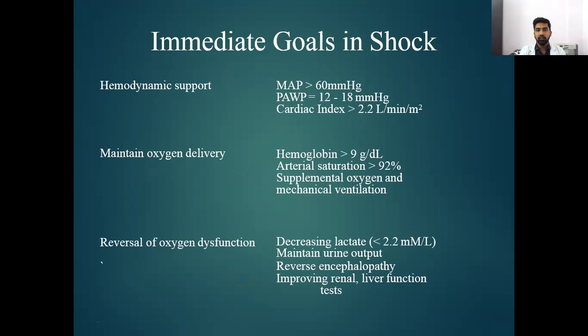Immediate goals in shock. Hemodynamic support: mean arterial pressure greater than 60 mmHg. Pulmonary arterial wedge pressure is 12 to 18 mmHg. Cardiac index more than 2.2 liters per minute per meter squared. Maintain oxygen delivery: maintain your hemoglobin greater than 9, arterial saturation greater than 92%, with supplemental oxygen and mechanical ventilation.